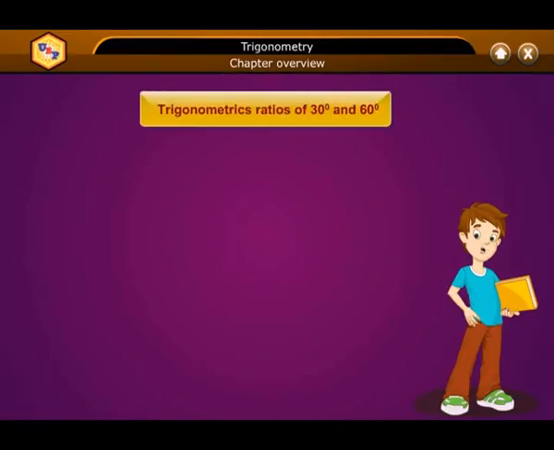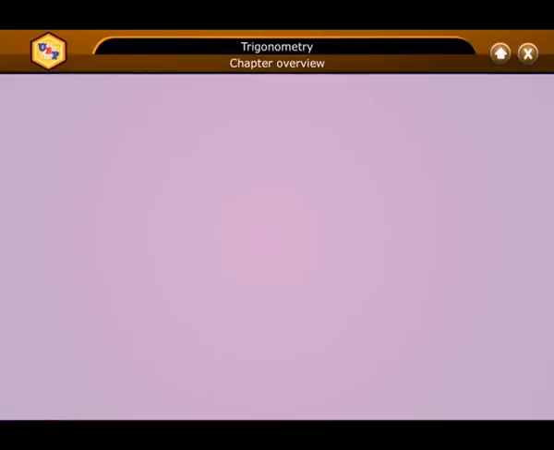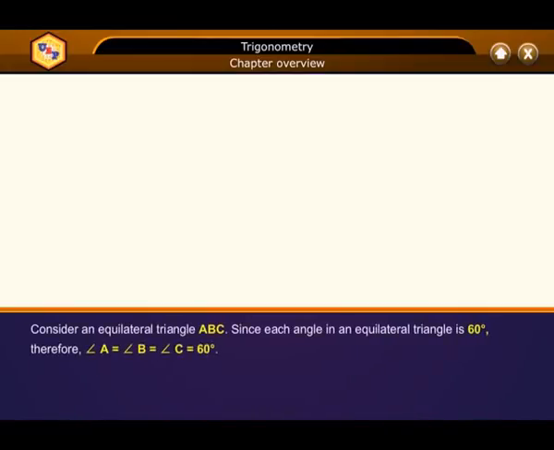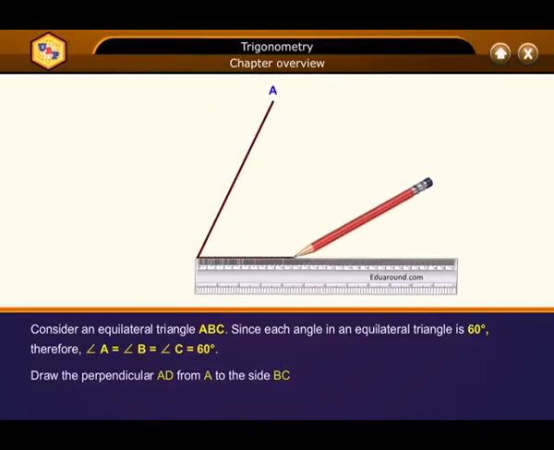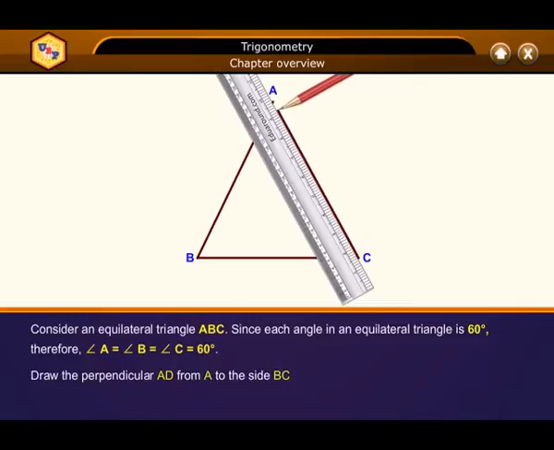Trigonometric ratios of 30 degrees and 60 degrees. Consider an equilateral triangle ABC. Since each angle in an equilateral triangle is 60 degrees, therefore angle A is equal to angle B is equal to angle C is equal to 60 degrees. Draw the perpendicular AD from A to the side BC.